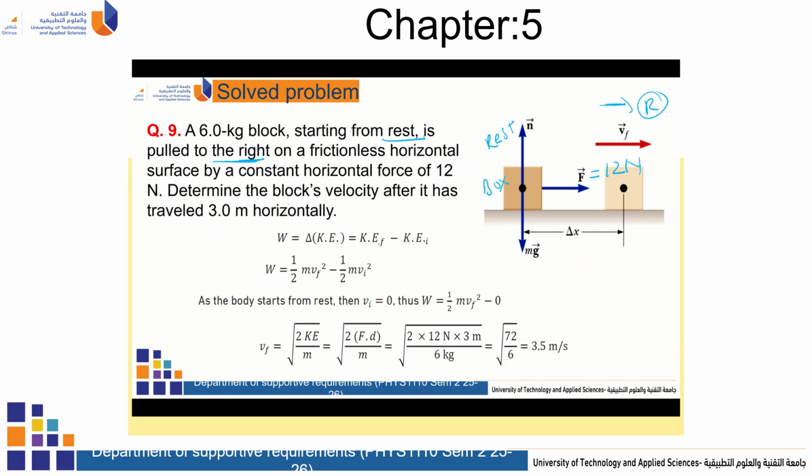And determine the block's velocity after it has traveled 3 meter horizontally. The box started from here and shifted up to here. They are saying this box has traveled a 3 meter distance, or displacement. What is the velocity of the box after it has traveled this 3 meter? So we have to find the velocity here. So how to do this problem?